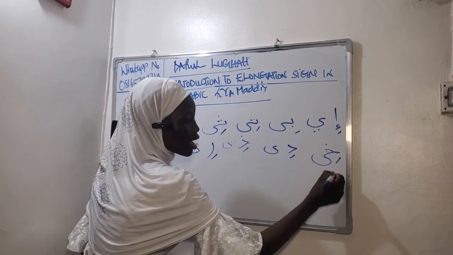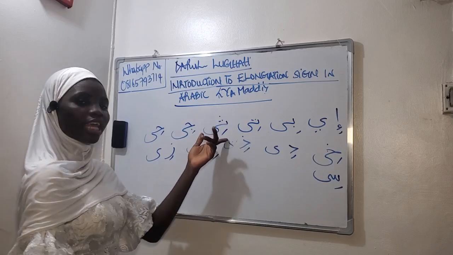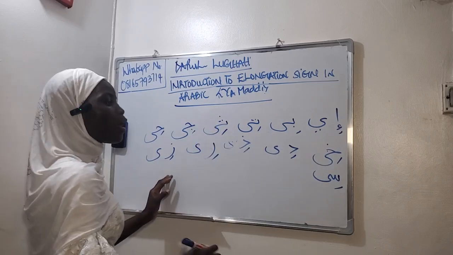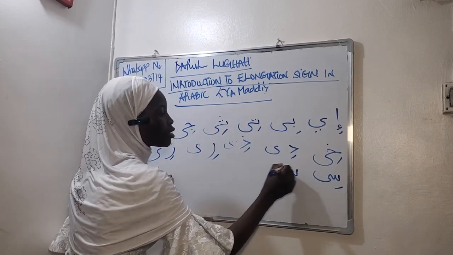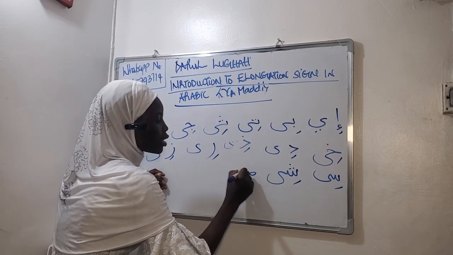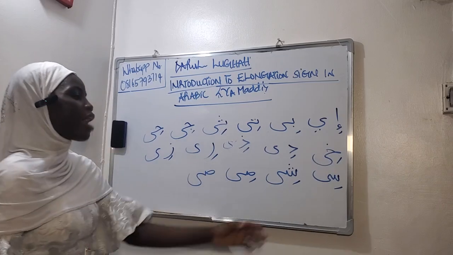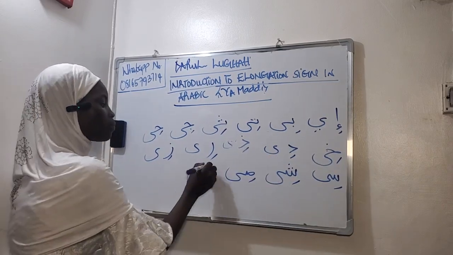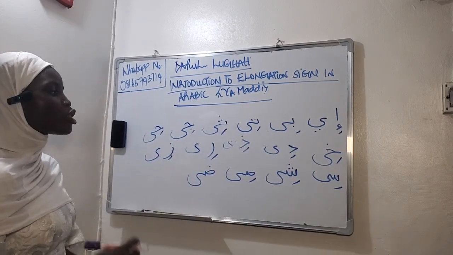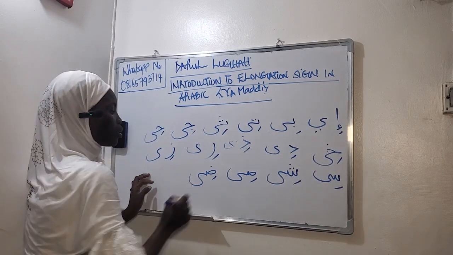We have sin kesra ya madi si. Can you see the huge difference? Now, shin kesra ya madi shi. Sod kesra ya madi si. Dod kesra ya madi di. Can you see? You need to pronounce the letters very well, so you won't be confused.